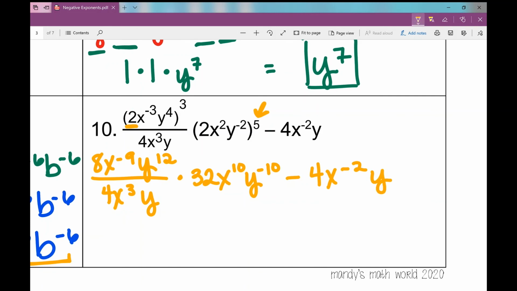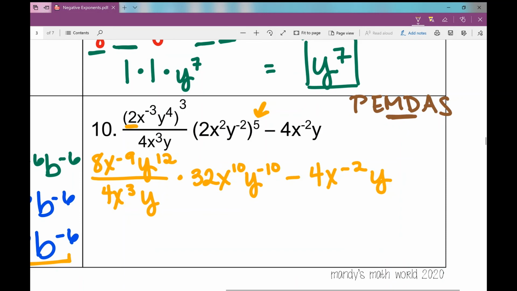I wonder if we're going to get any like terms. And I'm going to switch colors here. So now I've got some division right here, I've got some multiplication right here, and then some subtraction. Order of operations tells me I multiply and divide from left to right, whichever comes first. That division is what's coming first.